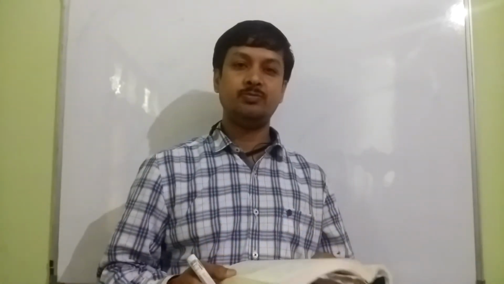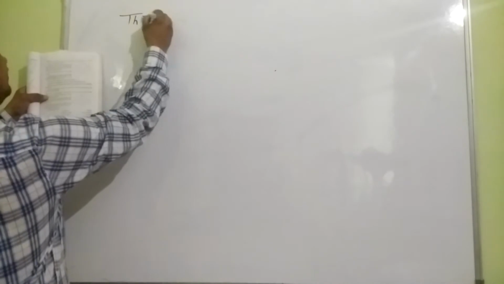We have just finished exercise 7.1 of the chapter Triangles. Today we will start exercise 7.2, but before that we have some theorems to do. So we have Theorem 7.2.